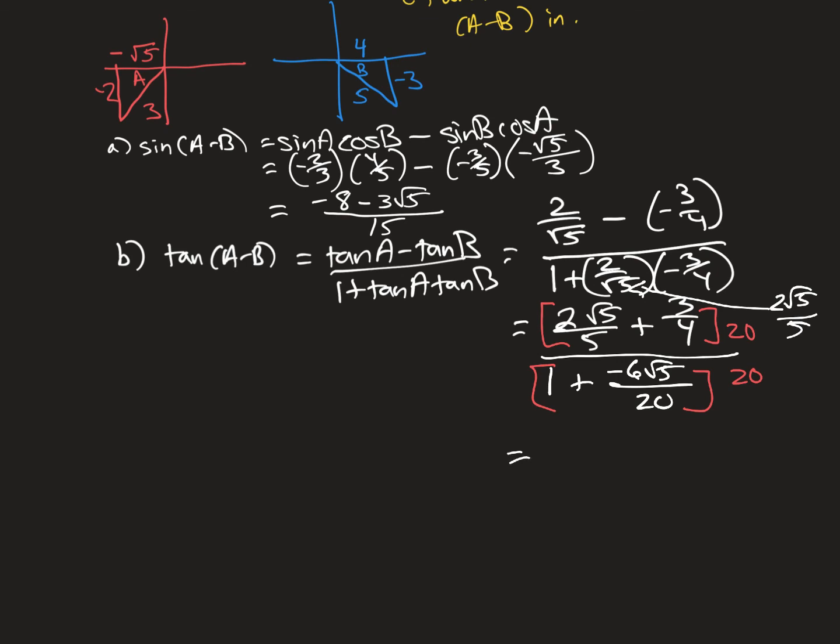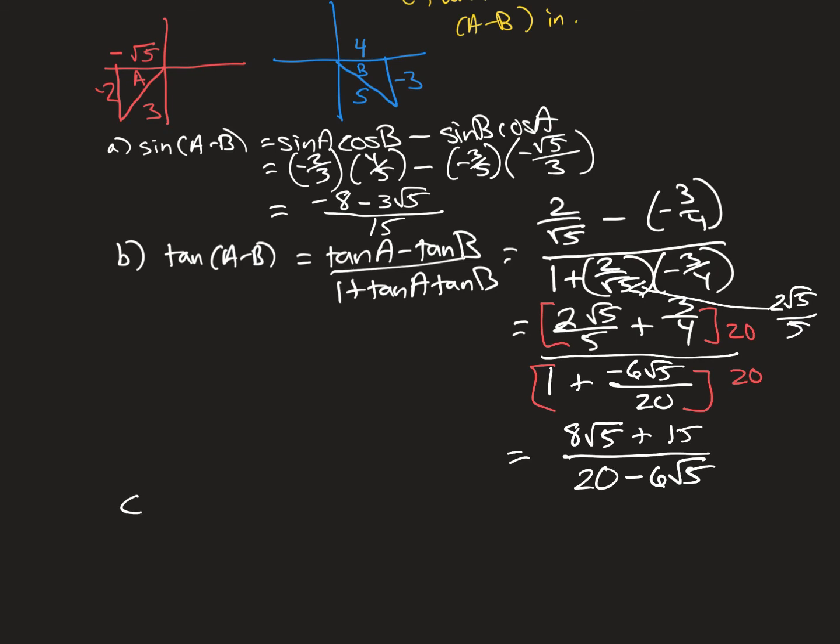So what do we get here? We get 8 root 5 plus 15 over 20 minus 6 root 5. Okay, all right, I'm going to leave it at that. Like I said, I'm not going to rationalize that.